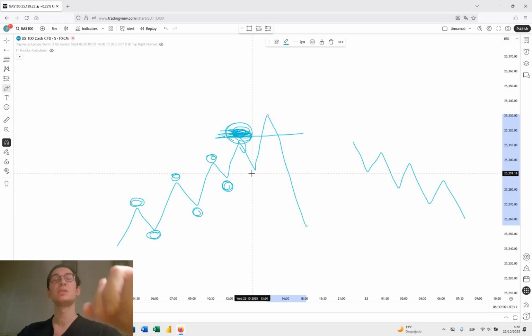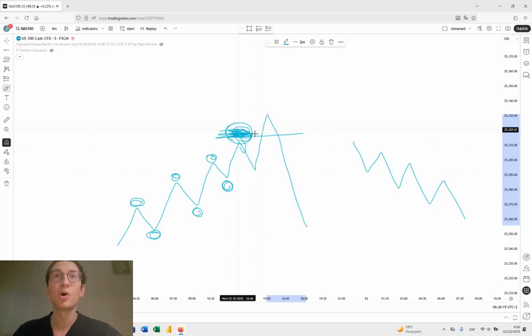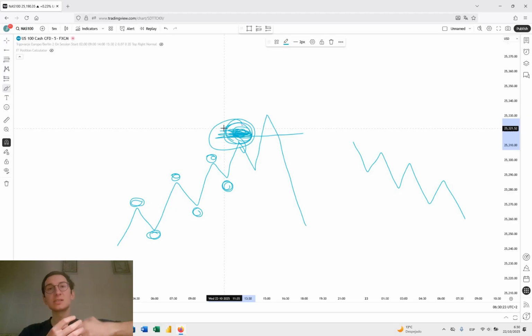So liquidity sweep actually means that we push the price past a certain point where there are a lot of resting orders, a lot of pending orders, a lot of money, you see, a lot of money is here, and then we reverse and we go into the opposite direction, okay? You know what I mean?